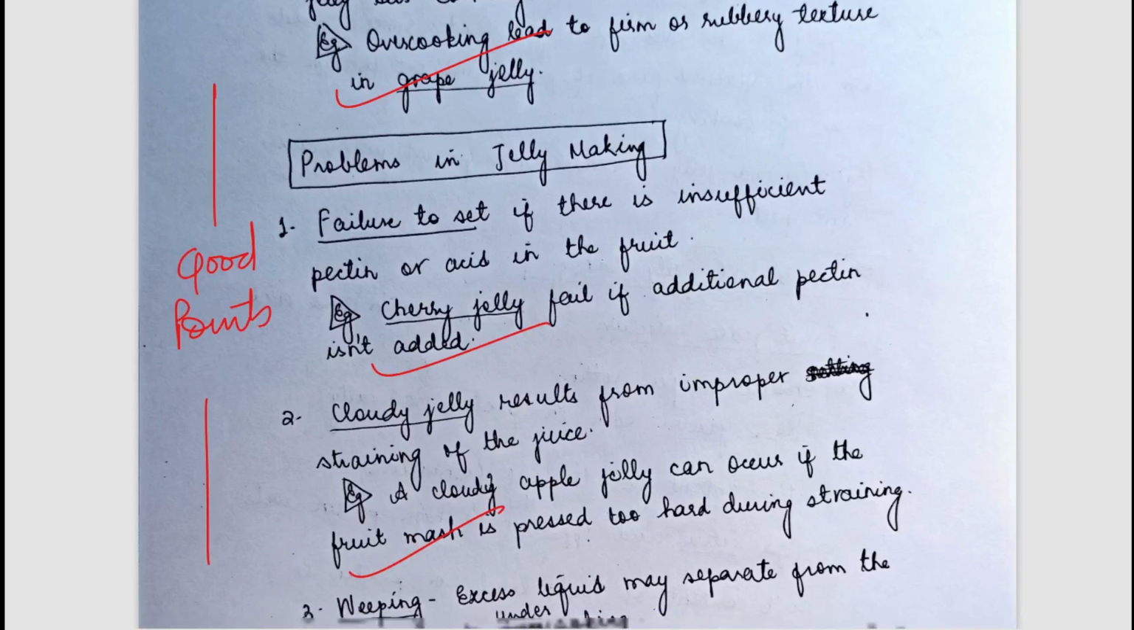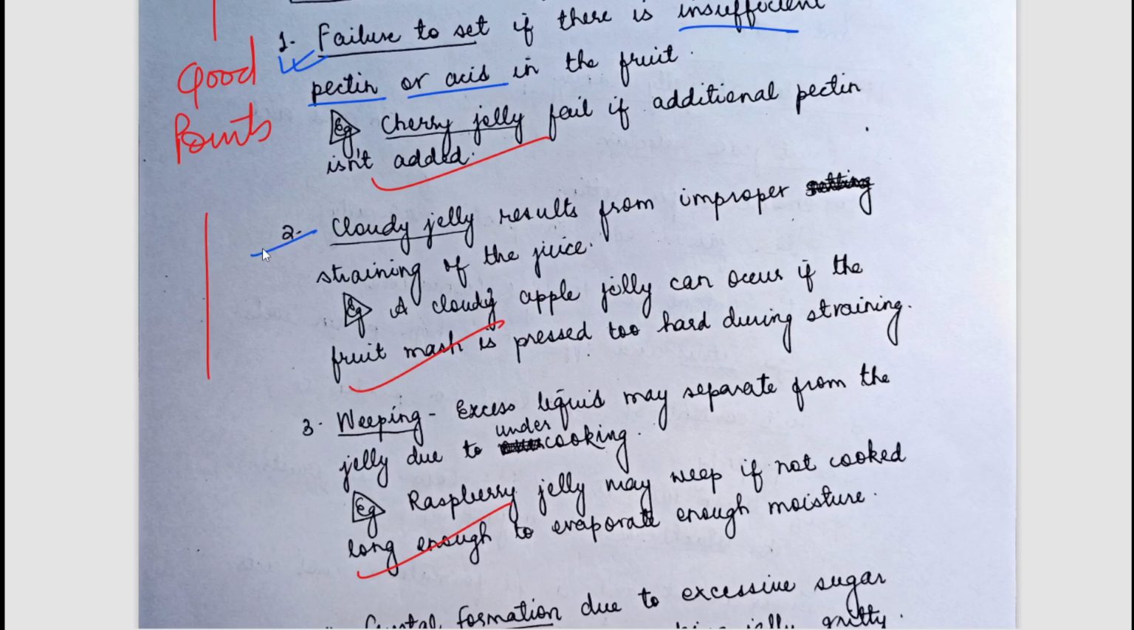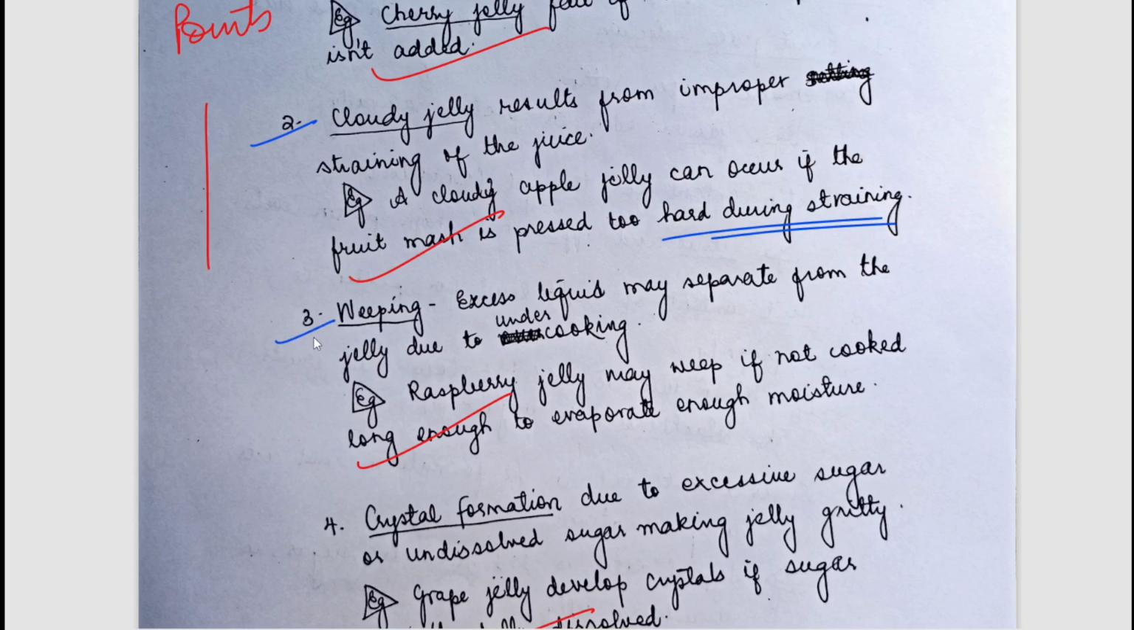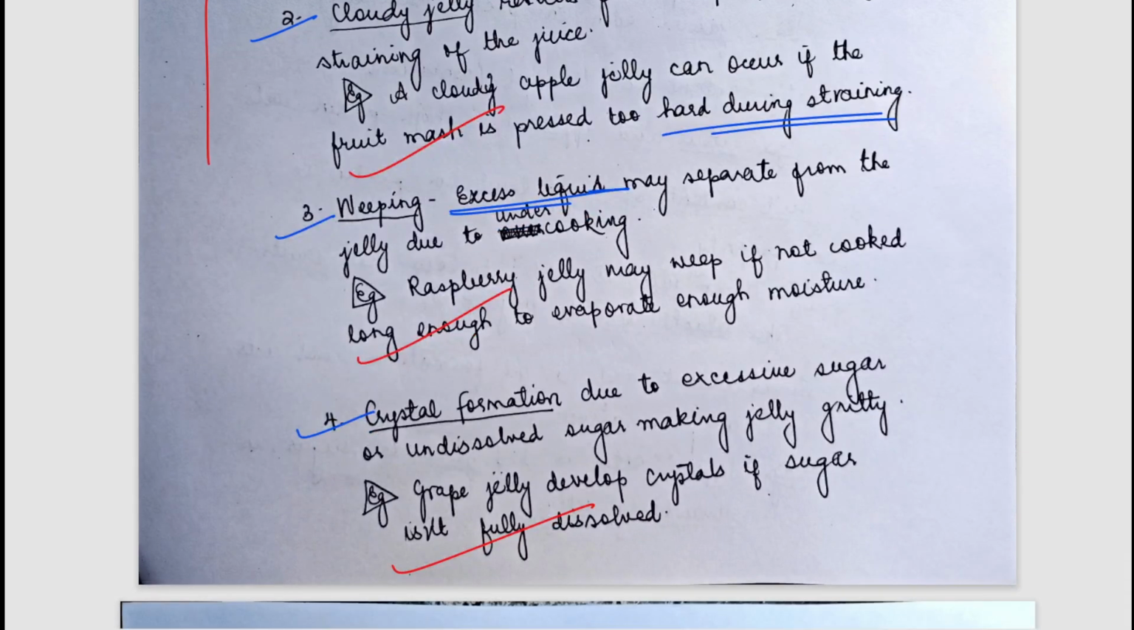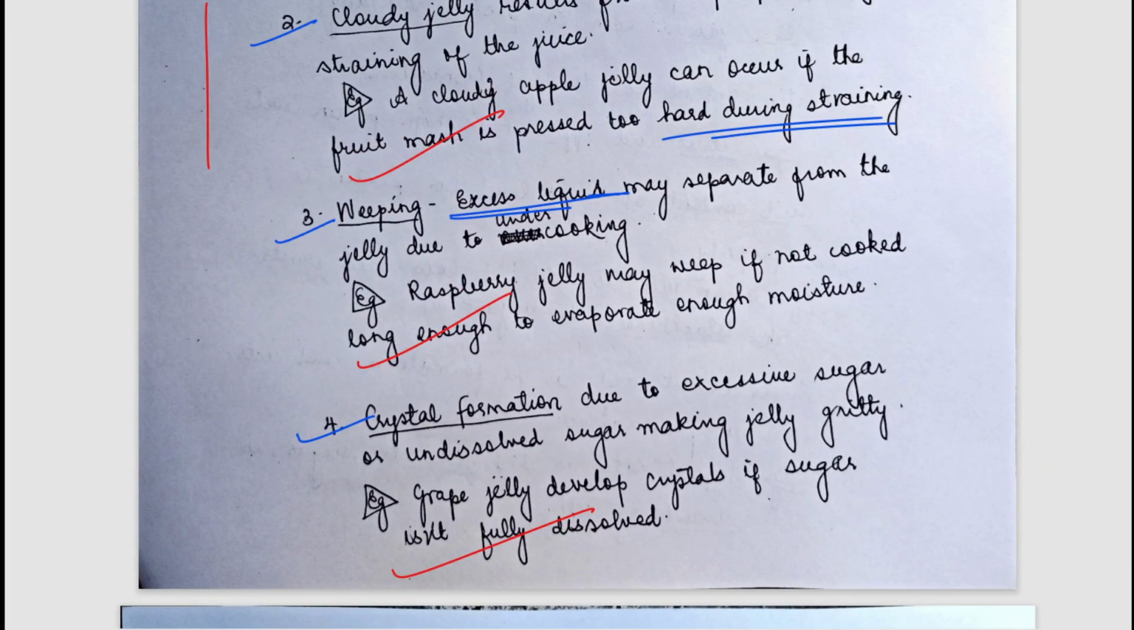Now, what are the problems in jelly making? There are various problems also. Many times, when the pectin amount is not up to the mark, the jelly doesn't set properly. Sometimes the jelly fails to set due to insufficient pectin or acid. Cloudy jelly, the jelly will not be in perfect shape. It will be a cloudy type, which is very hard to strain. Weeping is another problem, that is the presence of excess liquid. Crystal formation, many times due to the use of excessive sugar, sugar crystals can form on the jelly. So these are some of the problems which we encounter while making jelly.